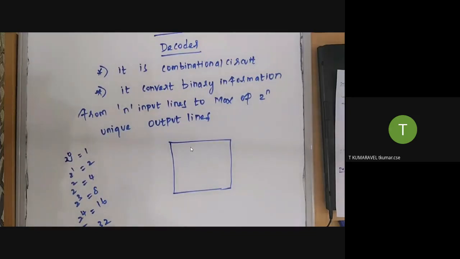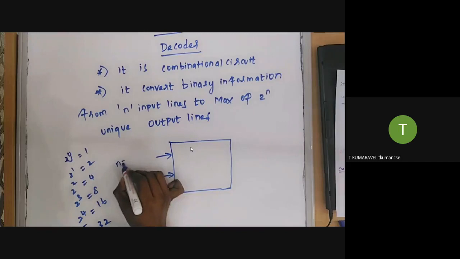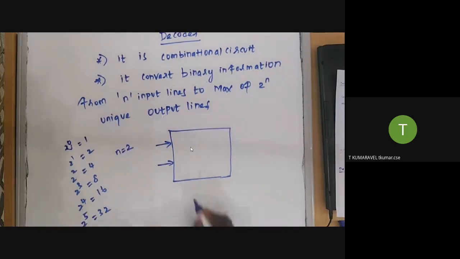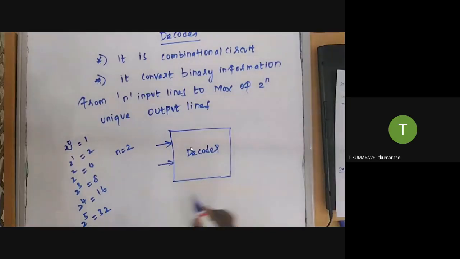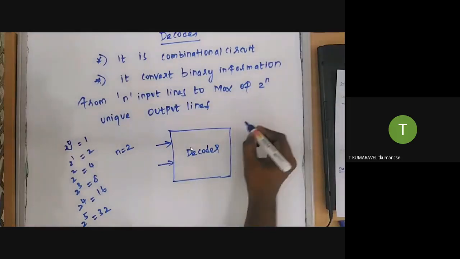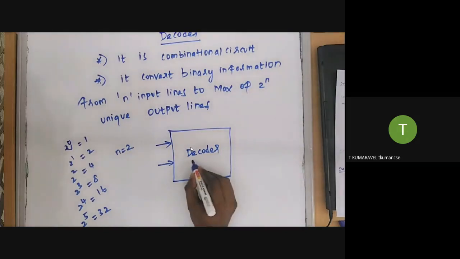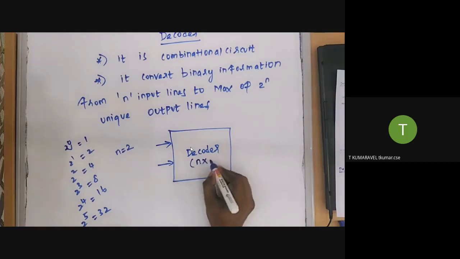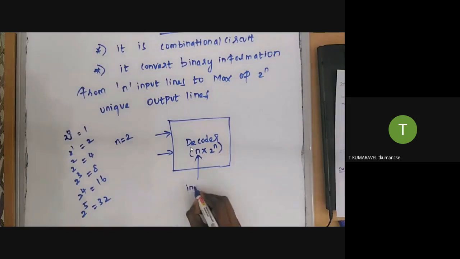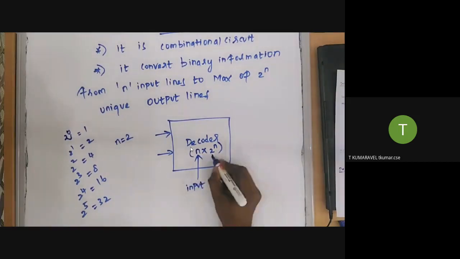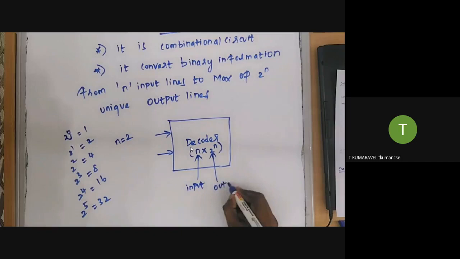Suppose you are going to provide input. Suppose n equal to 2, which means there are 2 inputs for the decoder. We denote the decoder as n into 2 power n. What is the meaning of n? That is the input. What is the meaning of 2 power n? That is the output of the decoder.